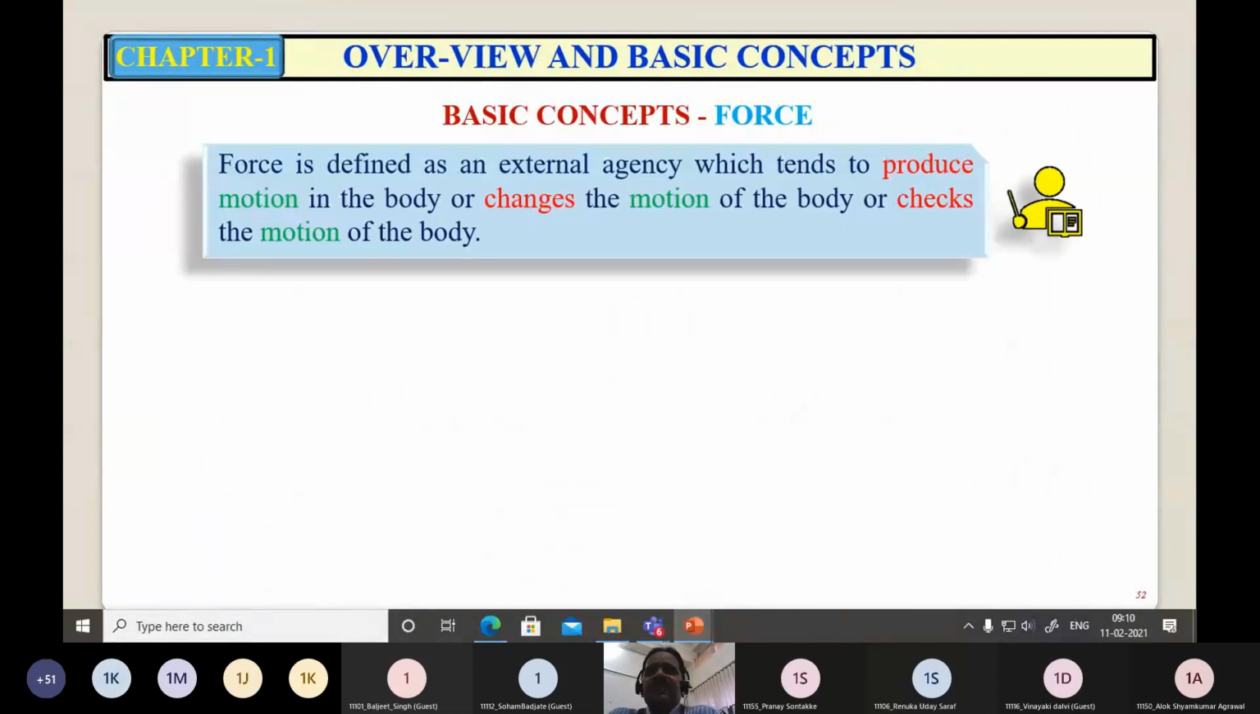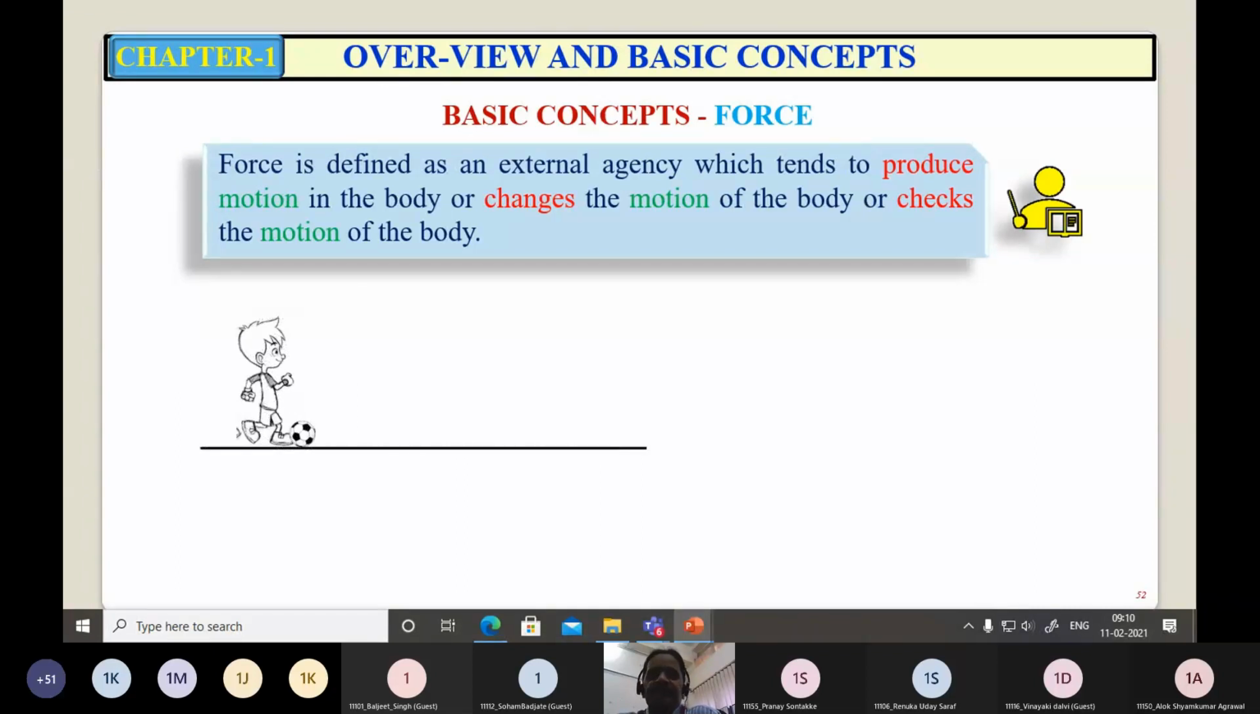Force is defined as an external agency which tends to produce the motion in the body or changes the motion of the body or checks the motion of the body. That means it tends to change the state of rest or motion of the body. So that is defined as force.